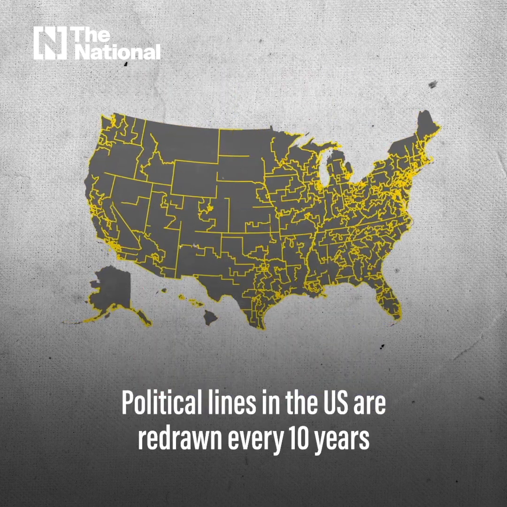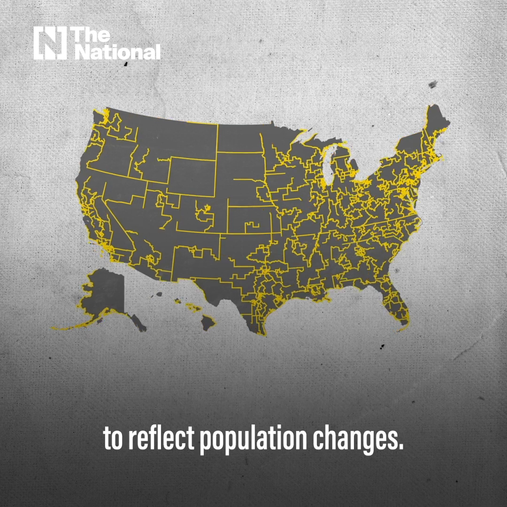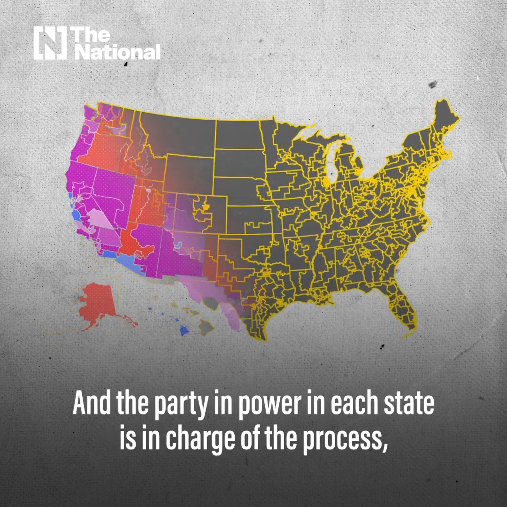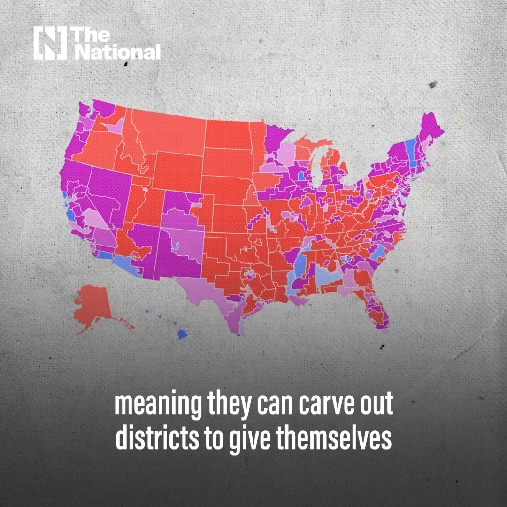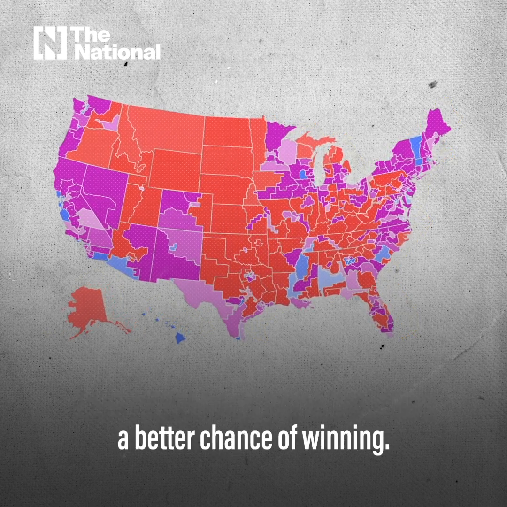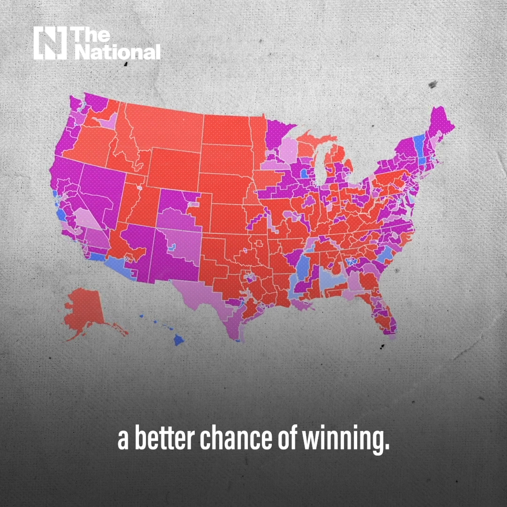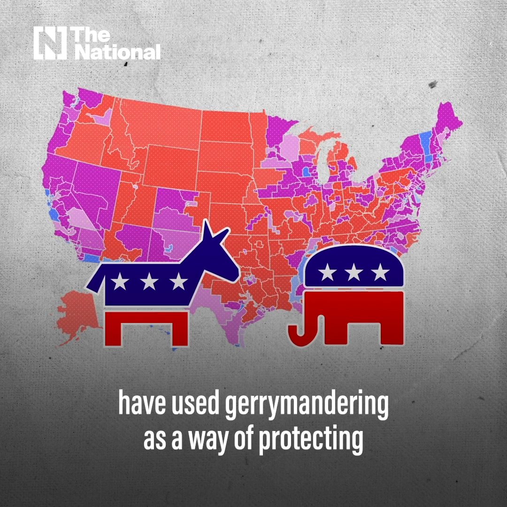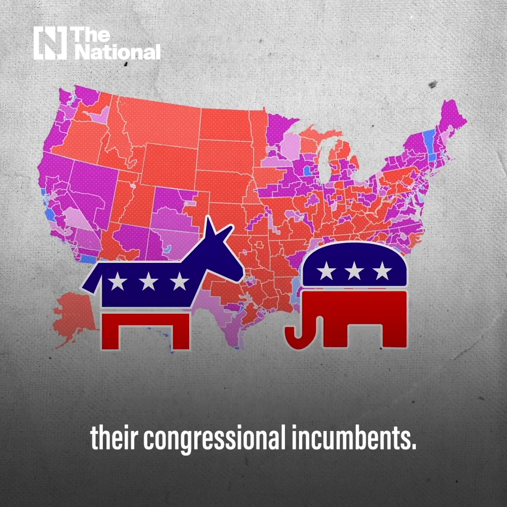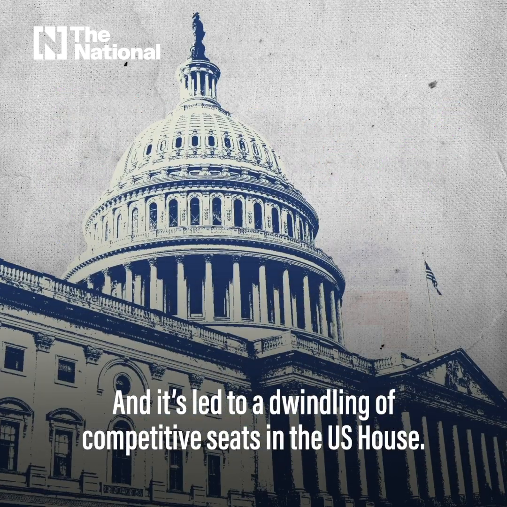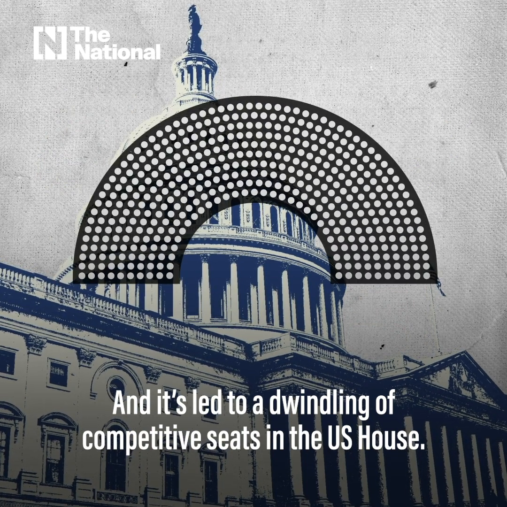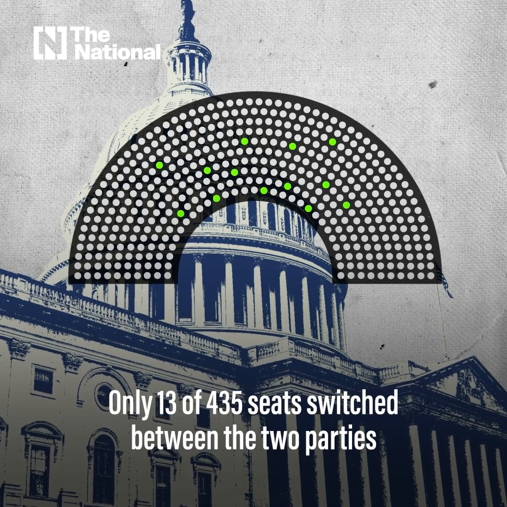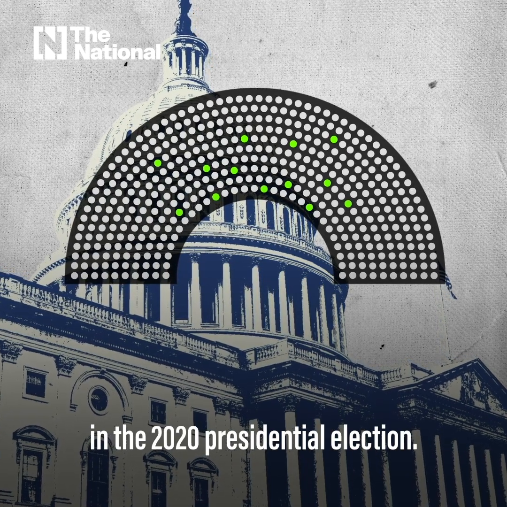Political lines in the US are redrawn every 10 years to reflect population changes, and the party in power in each state is in charge of the process, meaning they can carve out districts to give themselves a better chance of winning. Both parties in the US, but particularly Republicans, have used gerrymandering as a way of protecting their congressional incumbents, and it's led to a dwindling of competitive seats in the US House. Only 13 of 435 seats switched between the two parties in the 2020 presidential election.